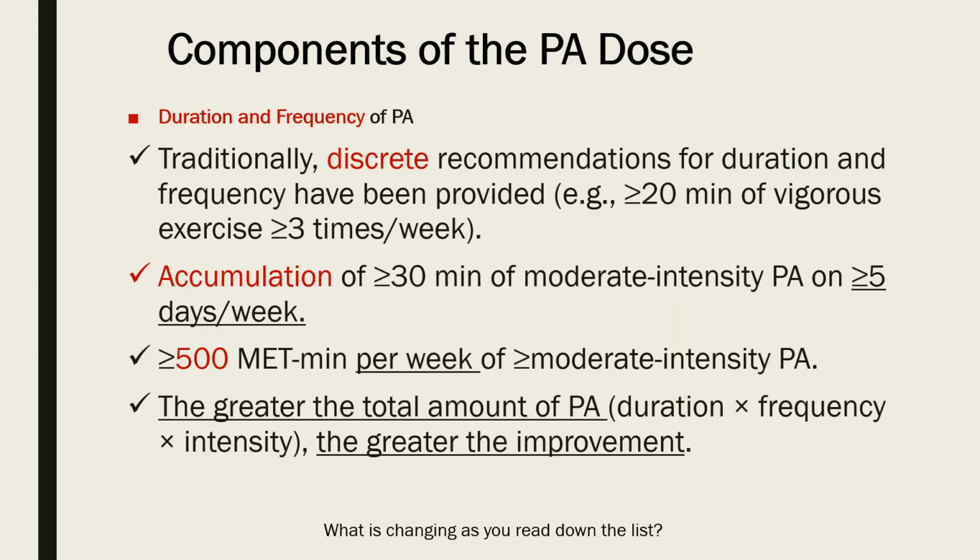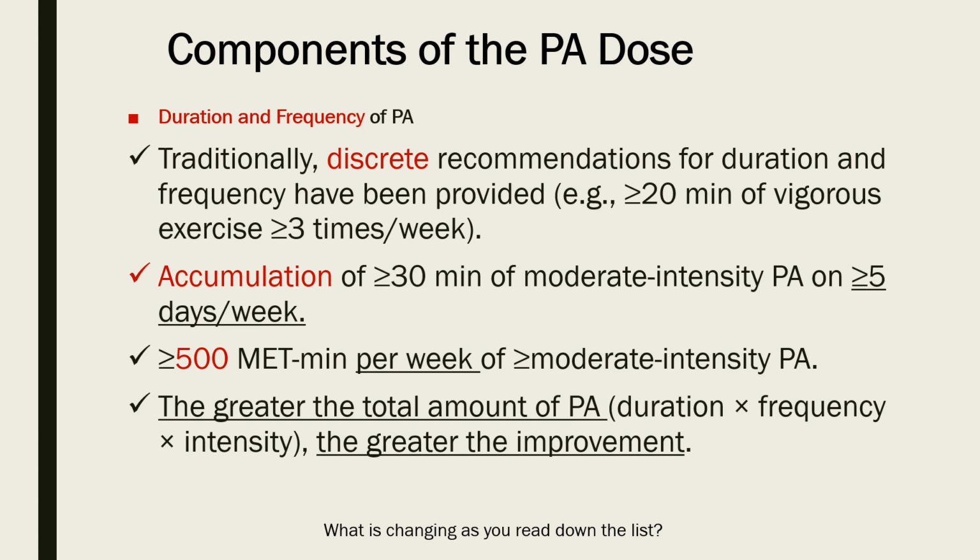When discussing duration and frequency as components of the physical activity dose, it's helpful to review the historical recommendations for physical activity. As you go down the list, what changes do you notice? Earlier recommendations for PA typically provided specific guidance, such as engaging in 20 minutes of vigorous physical activity at least 3 times per week. To achieve this, the general public needed to set aside time specifically for exercise. However, more recent recommendations shifted focus to incorporating more activity into daily life, the lifestyle approach. This approach emphasizes accumulating physical activity throughout the day, recommending at least 30 minutes of moderate activity on 5 or more days of the week.